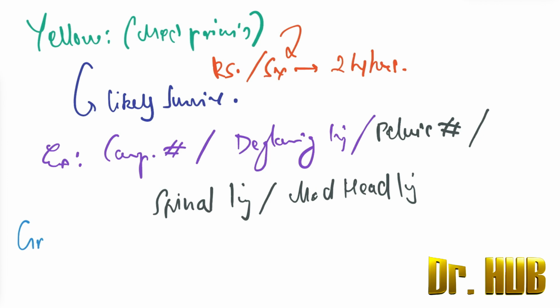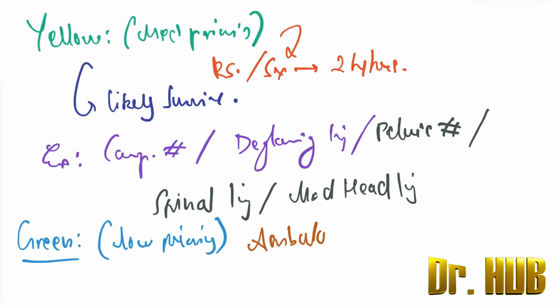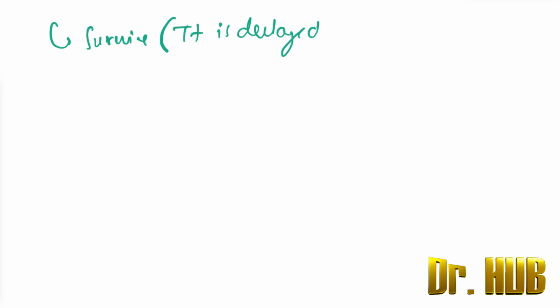Then we move on to green. Green is low priority. It includes ambulatory patients or minor illnesses. In green, they are likely to survive even if treatment is slightly delayed.